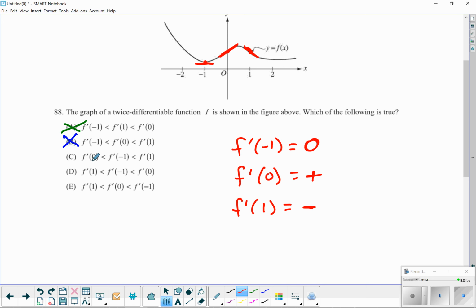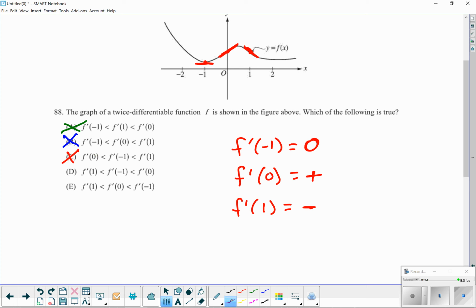C, f prime of 0 is positive. Okay, this is already false, right? The positive cannot be the smallest value because now it's saying that these are bigger than the positive. So we already know that is not true. That's not going to be true.